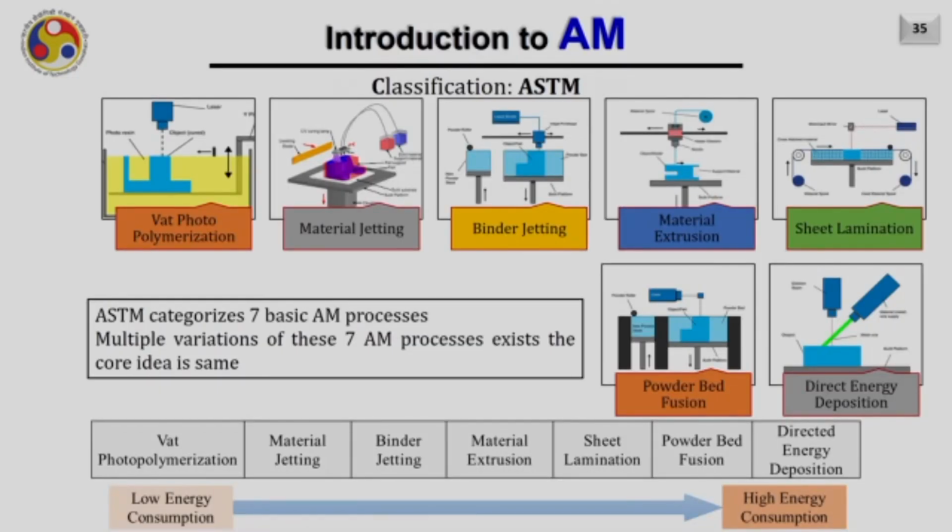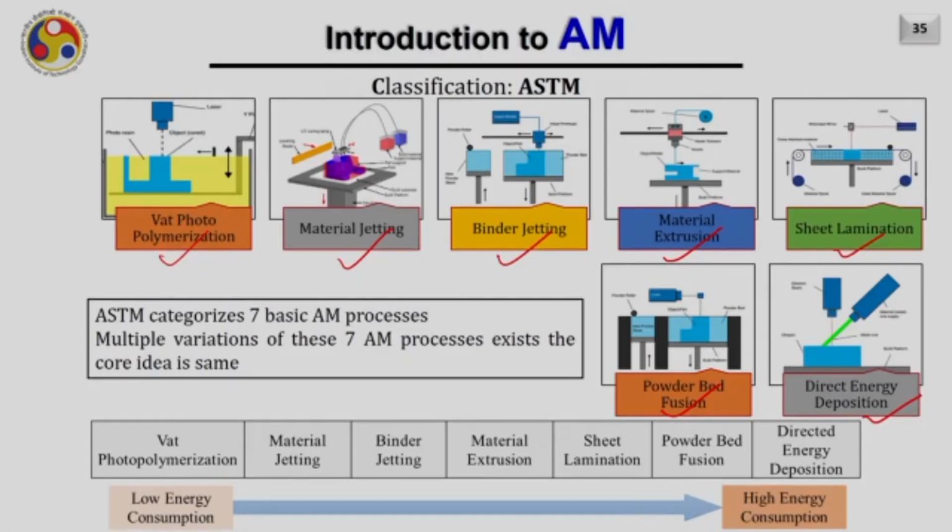So, basically this summarizes the classification given by ASTM. We discussed wet photopolymerization, material jetting, binder jetting, material extrusion, sheet lamination, powder bed fusion and directed energy deposition. Why have ASTM classified these processes in this manner? I mean to say, why not DED first and then after that material extrusion? This is because they have aligned them based on the energy consumption.